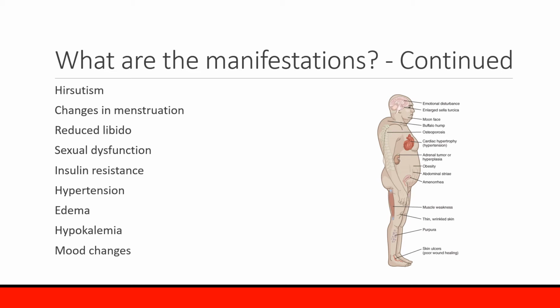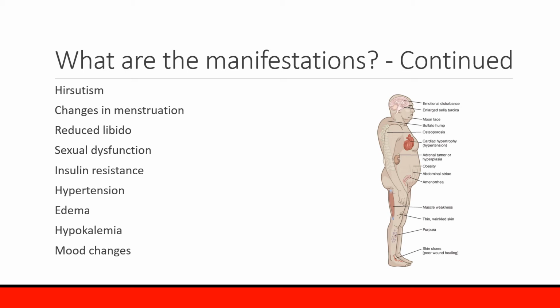Now, the next manifestation, we see changes in menstruation in women. And so these changes in menstruation really are the result of abnormal gonadotropins, FSH and LH, and then the elevated levels of androgens. So androgens are precursors to testosterone.